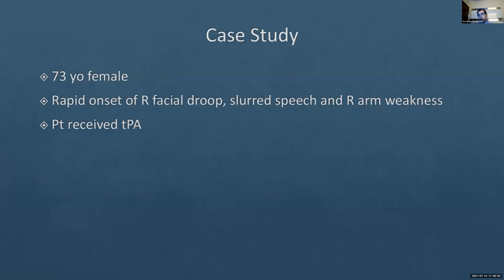And because of her presentation, she got something called TPA, which is tissue plasminogen activator, a clot busting drug that is given by the neurologist. And because of her symptoms, and what we'll see on the CT head, which we'll discuss, she got this medication called TPA. Very important.